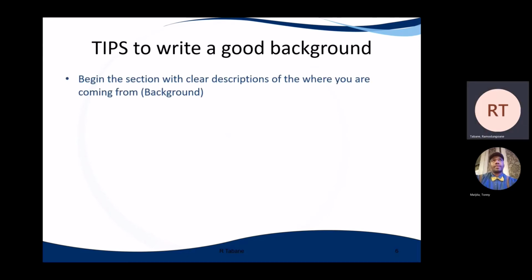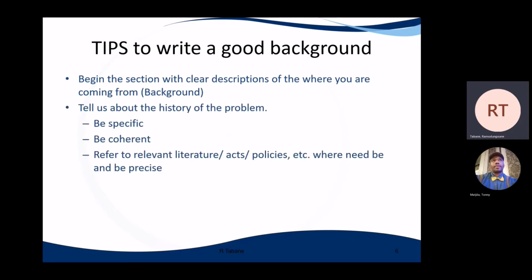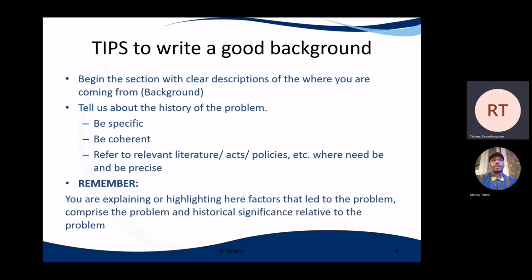Tips to write your background. Begin the section with a clear description. Tell us about the history of the problem. So be specific. Again, coherency is very important, and refer to relevant literature and policy, because you cannot tell us the background without referring to literature, without referring to policies, if your topic is about policy. Remember, you are explaining or highlighting the factors that led to the problem. Comprise the problem and historical significance relative to the problem.